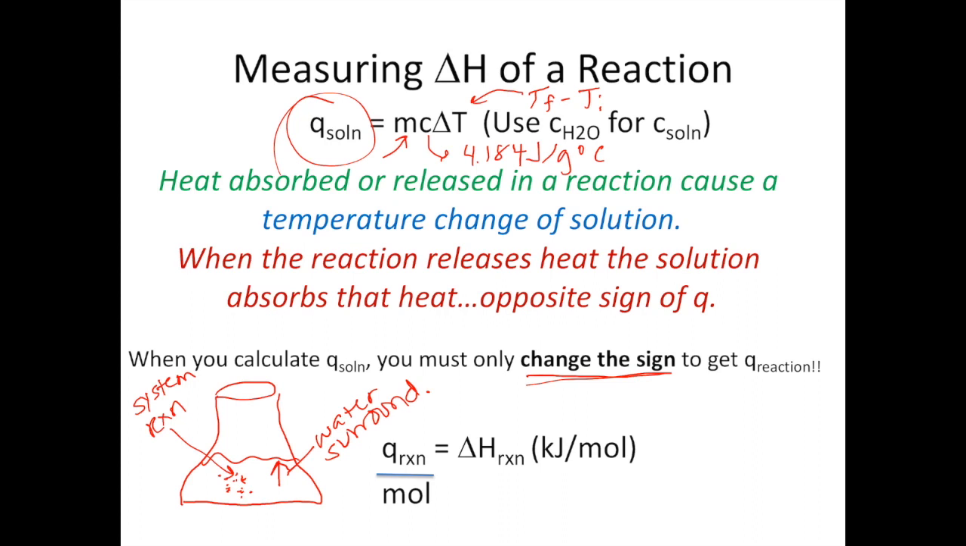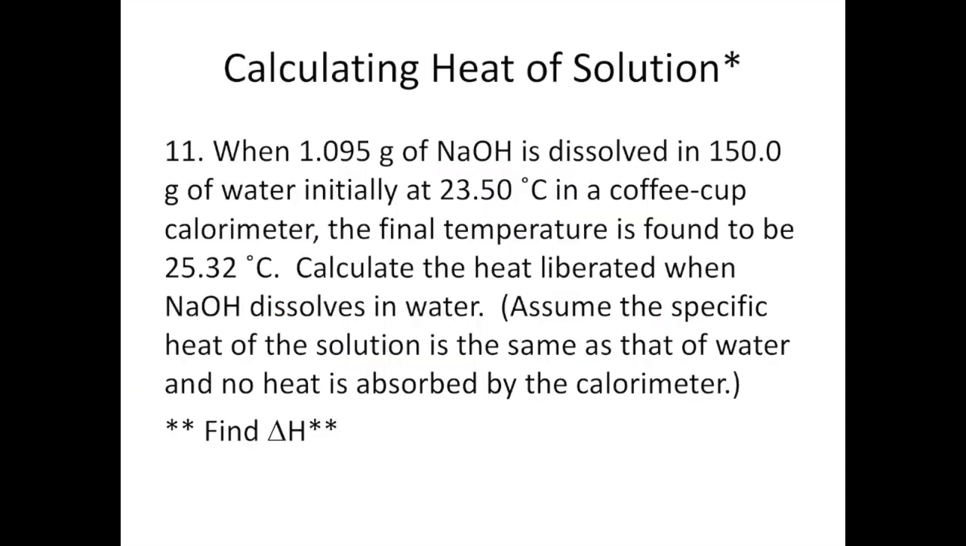So change the sign. Then what we need to do is calculate moles. We find Q, calculate moles, and we divide to get my enthalpy for the reaction because it's per mole, because it's for a chemical reaction. My units are going to usually be given to you, or expected for you to calculate, in kilojoules per mole. So we are going to have to take Q and take joules to kilojoules and find moles in order to get the answer that you need. Okay. Let's do one. I'll show you how to do one.